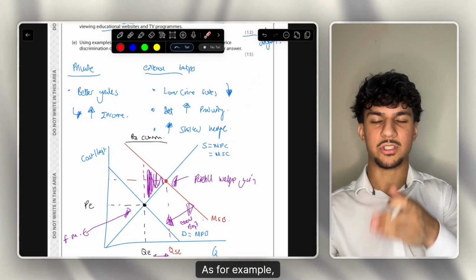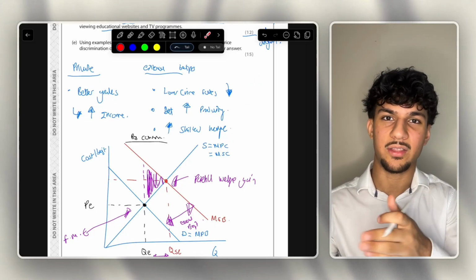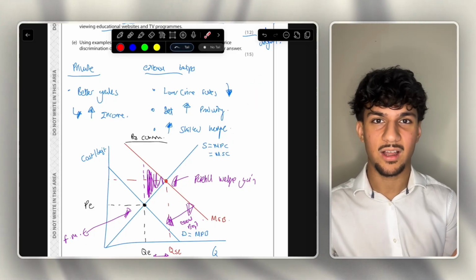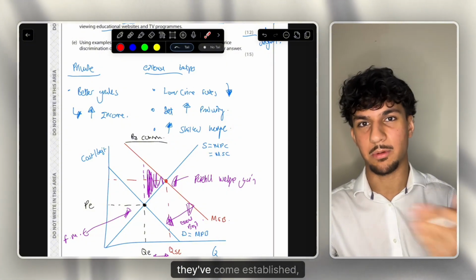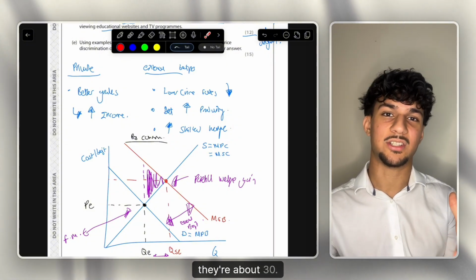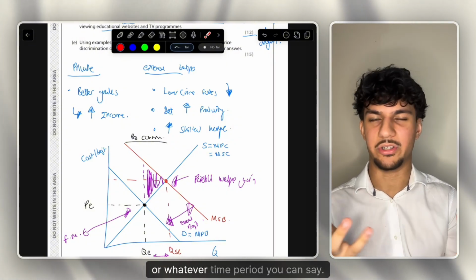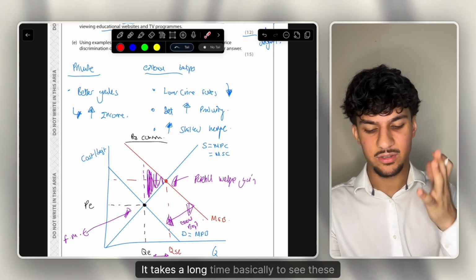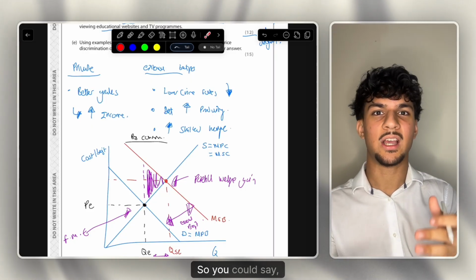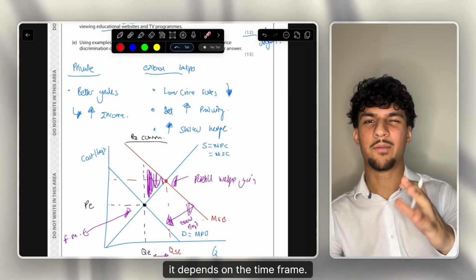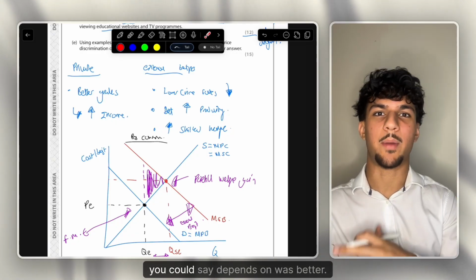For example, if a student's in their SATs, they are like, I don't know, 10. And by the time they get a job, they become established, maybe buy a house, they're about 30. So it takes about 20 years there, or whatever time period you can say. It takes a long time, basically, to see these external benefits. So you can say, however, it depends on the time frame. Or, instead of using time frame, you could say, depends on time lag.